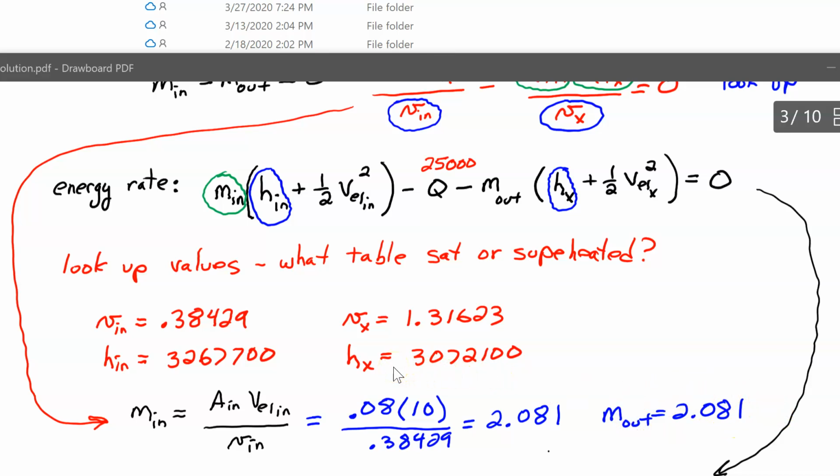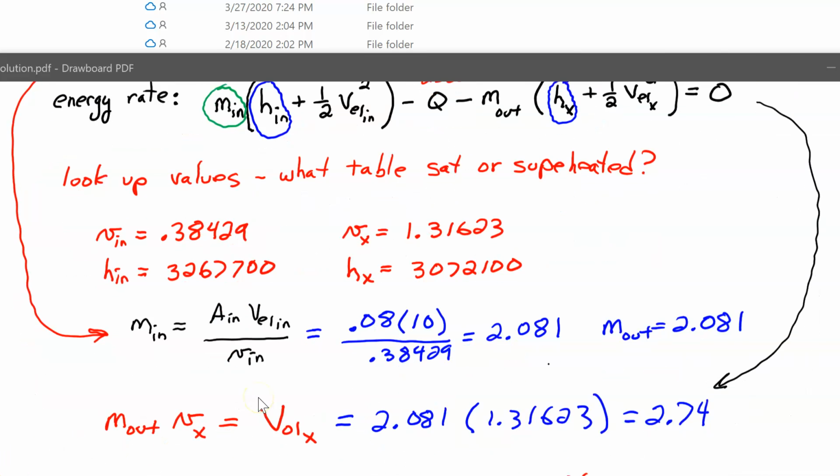Okay, the next thing I'm going to do is try to solve for the volume flow rate out. See if you can do that as well. What I did was take the same equation for the inlet and apply it to the outlet. So mass out times V out equals the volume flow out. You just plug the numbers in and this is the volume flow rate.